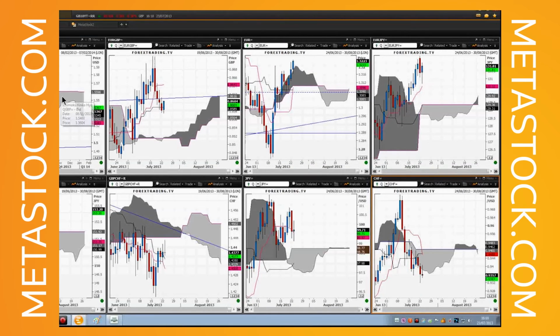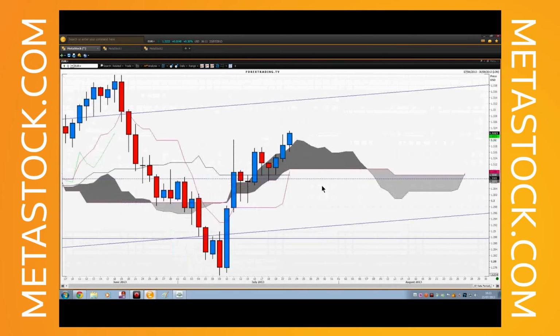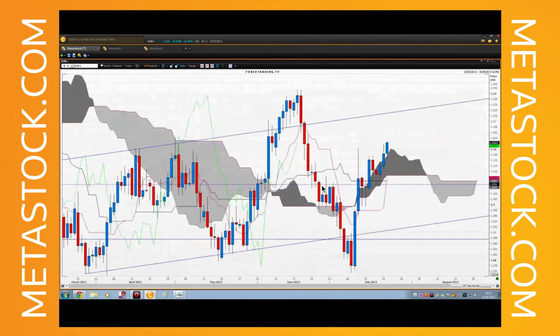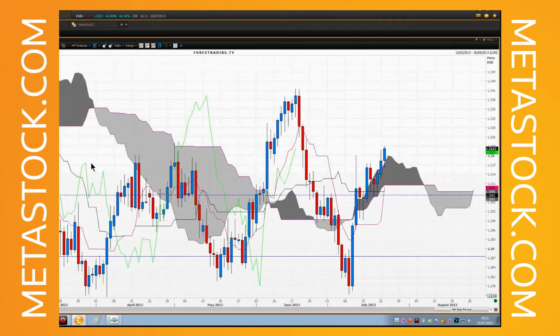What I thought we'd start off with is some currencies, and I thought I'd start with the euro dollar as the first one, and then I'm going to zoom you in so you can have a look at the chart. And here we have it. This is the daily chart of the euro against the US dollar.